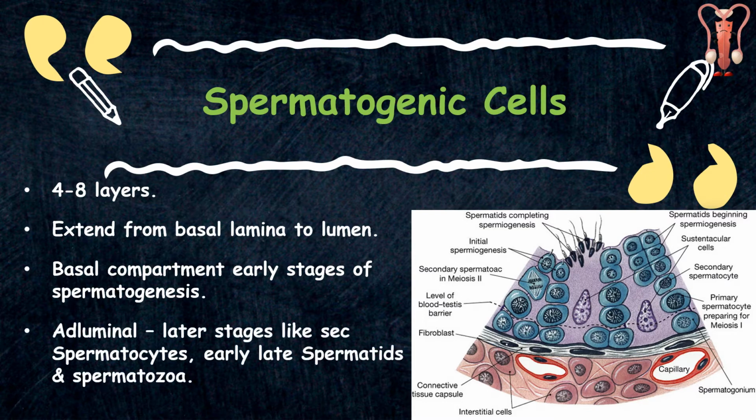The adluminal compartment contains cells of later stages of spermatogenesis, from the periphery to the lumen. These cells are secondary spermatocytes, and then the early and late spermatids, and also the spermatozoa.